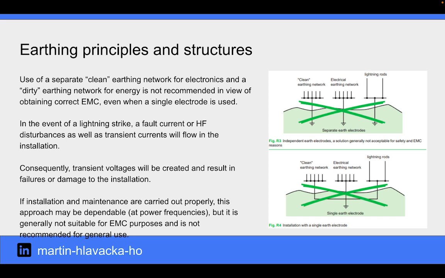In the event of a lightning strike, a fault current or high frequency disturbances as well as transient currents will flow in the installation. Consequently, transient voltages will be created and result in failures or damage to the installation. If installation and maintenance are carried out properly, this approach may be dependable, but it is generally not suitable for EMC purposes and is not recommended for general use.